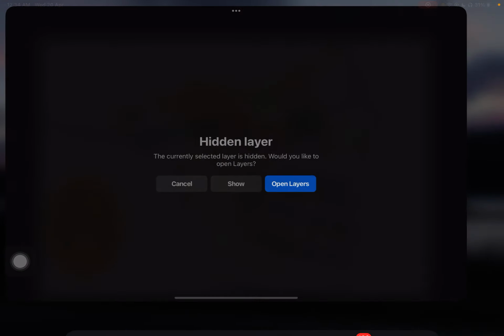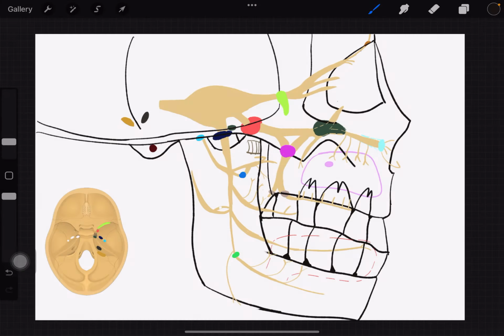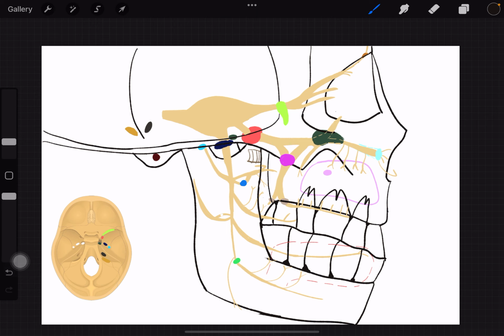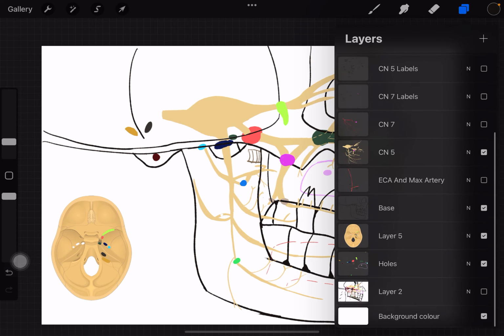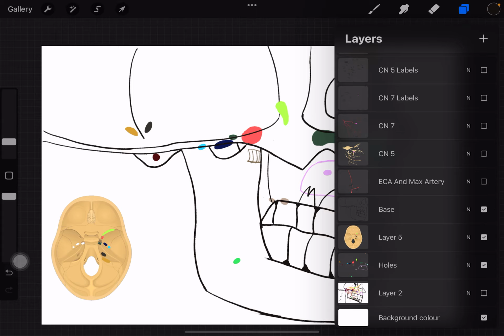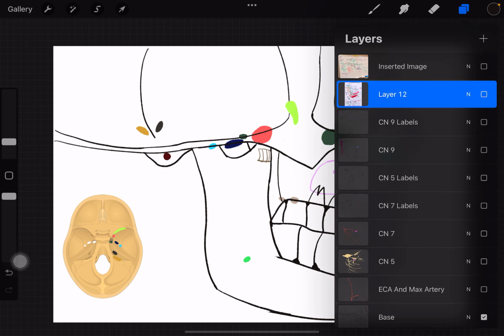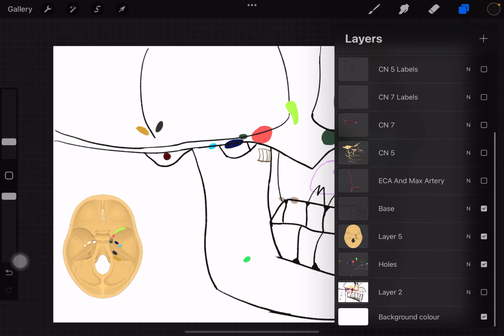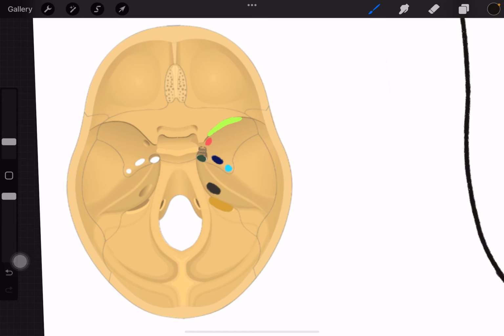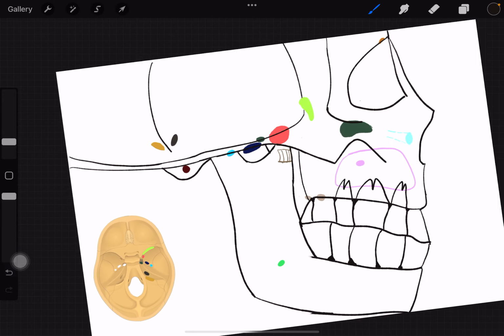Hello, we're going through the diagrams that I've made for cranial nerves 5, 7, and 9. Alright, so my base drawing here, okay, this is the skull. Looking at the lateral view, I've got all the foramina of interest highlighted here. It's all the colored stuff here. They also correspond to the top-down view.